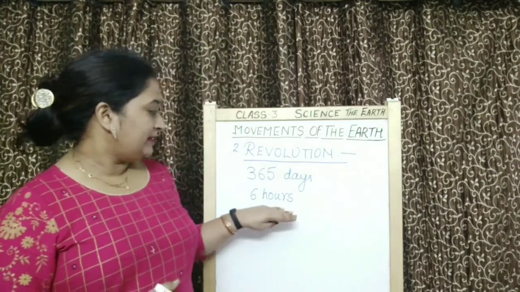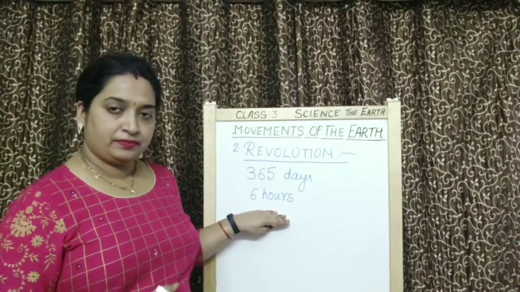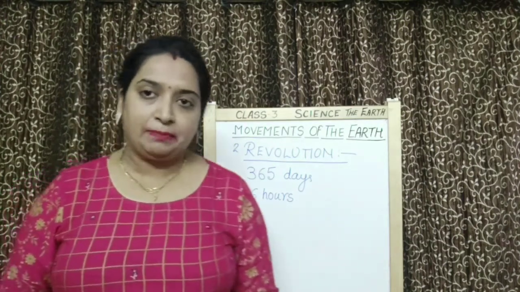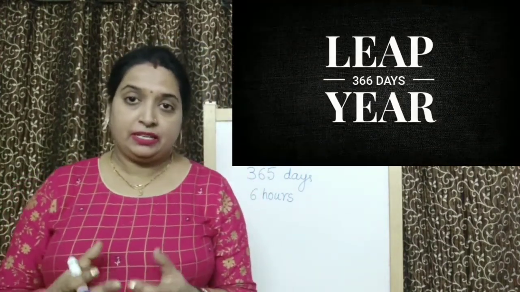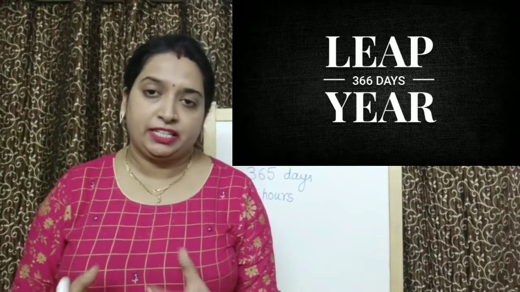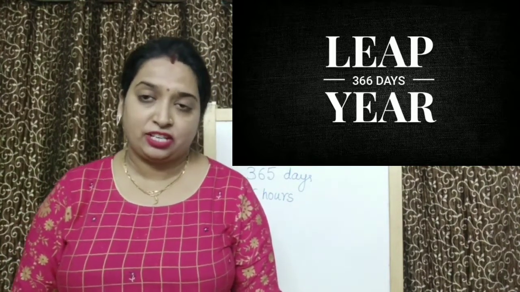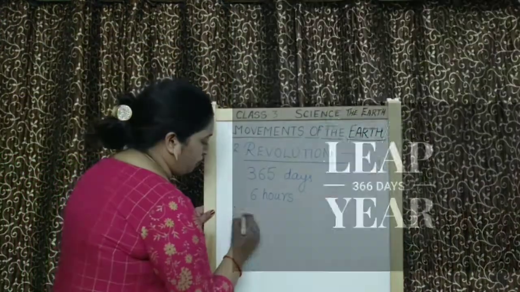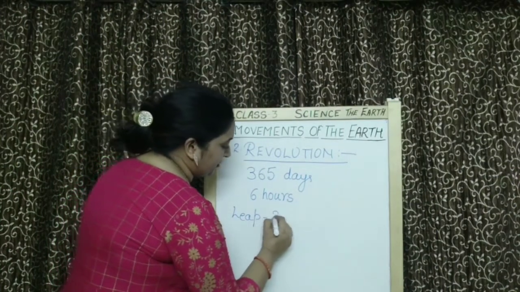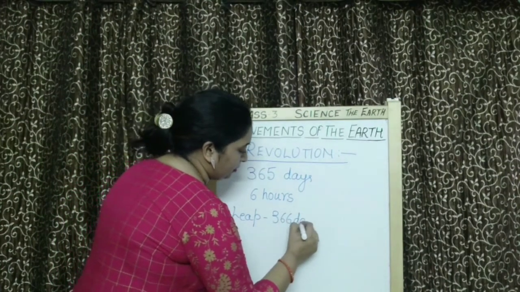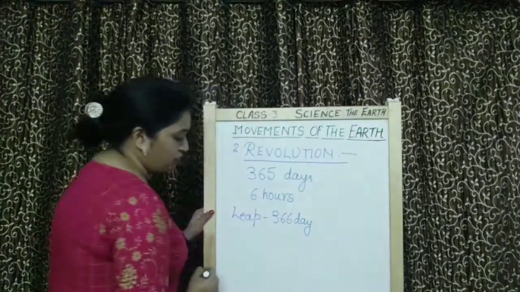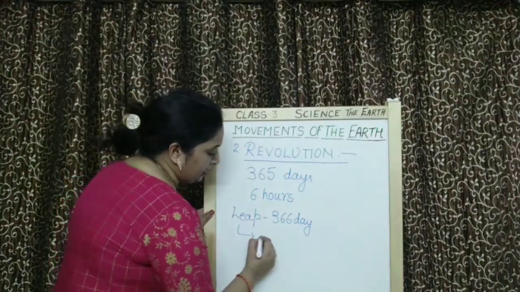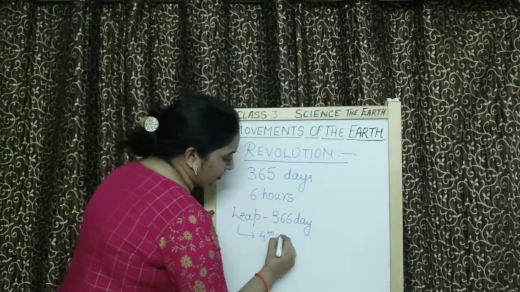And what about these 6 hours, children? You know about leap year. Leap year comes every 4th year and it has 366 days. So why does a leap year consist of 366 days? As I told you, leap year comes every 4th year.